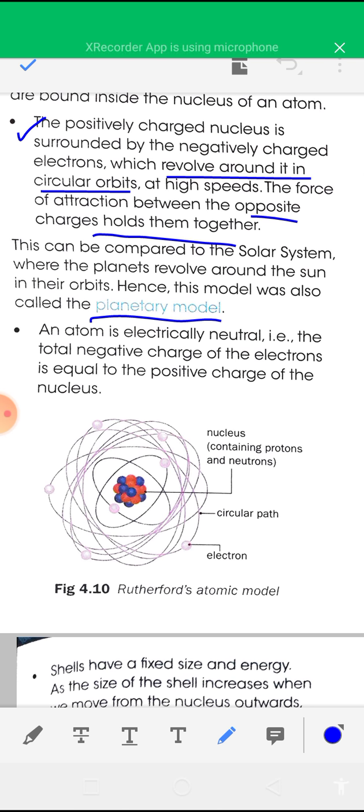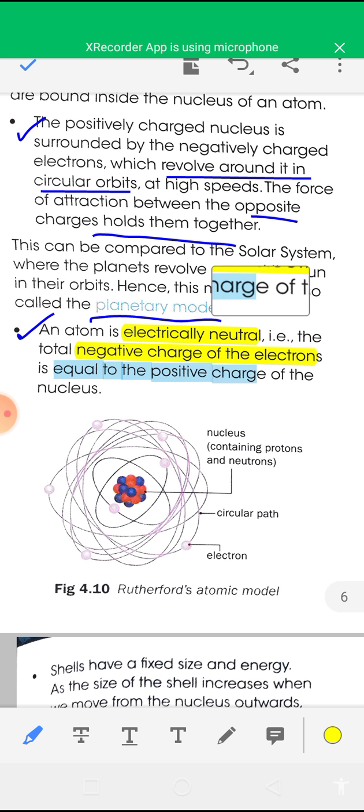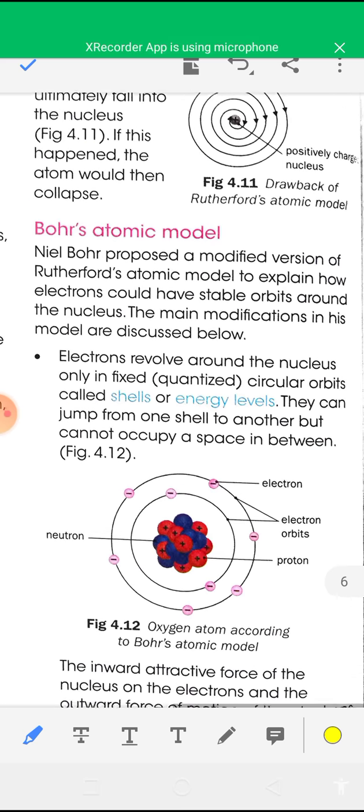And the next point of Rutherford atomic model is that an atom is electrically neutral. You know that. This is because the total number of negative charges of electrons is equal to the total number of positive charges of the nucleus. That is, in an atom, the total number of electrons and the total number of protons are always equal.